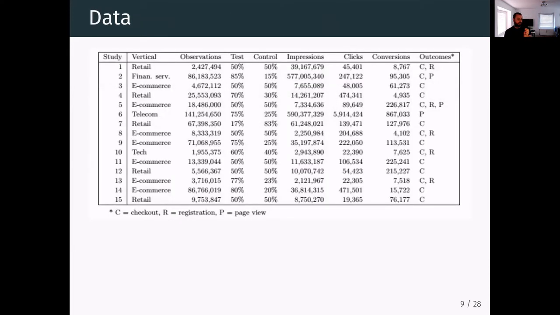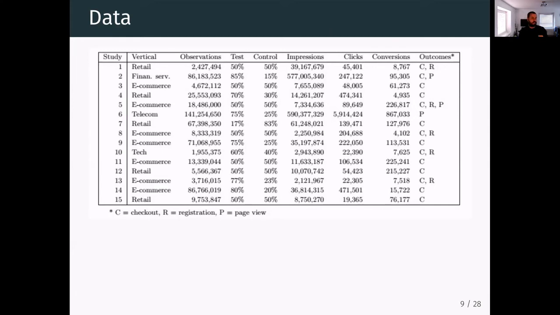So the 15 experiments they run are relatively large scale field experiments. If you look at the data, they're all in terms of millions of observations of different ad campaigns, generally across e-commerce, retail, and tech. The size of these experiments in terms of observations runs from around 2 million up to over 140 million observations. It's just huge.